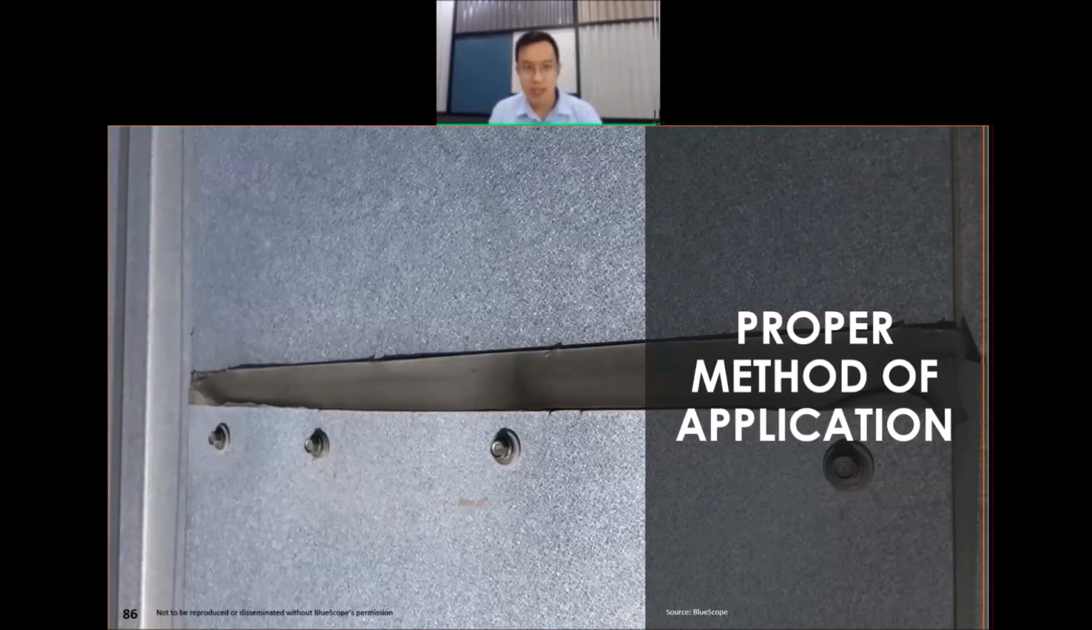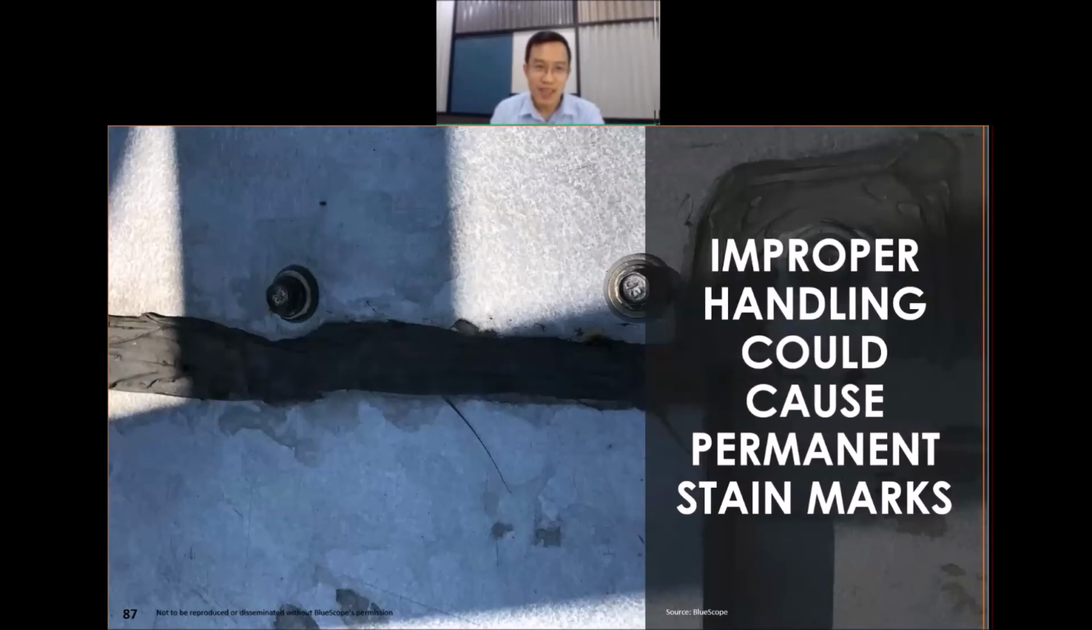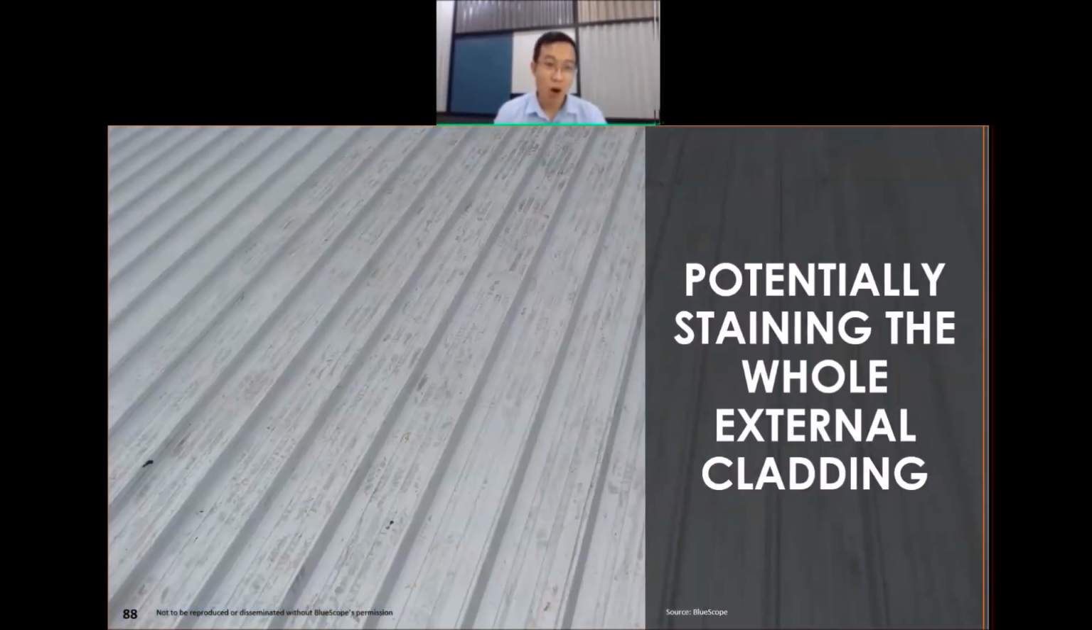And of course, this example shown here is one of the nicer ones. If the application is not done right on site, sometimes before it's cured properly, workers might touch the cladding and stain it, eventually causing staining all over the cladding. The example on the screen was caused by workers stepping on the uncured sealant and stepping around the roof.